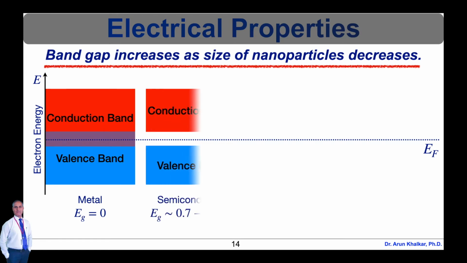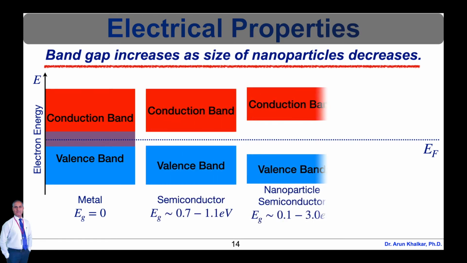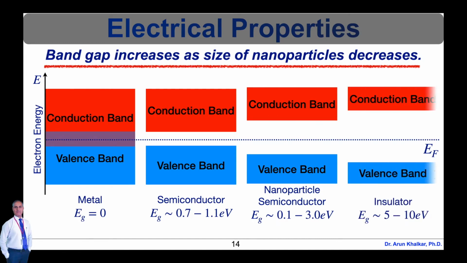A larger band gap means that more energy is required to excite an electron from the valence band to the conduction band, and hence light of a higher frequency and lower wavelength would be absorbed. The comparison of energy band gap of metals, semiconductors, nanoparticle semiconductors, and insulators is shown in this diagram. It shows that the band gap of nanoparticles varies roughly between 0.1 electron volt to 3.0 electron volt, which again depends on the size of the nanoparticles and the material.